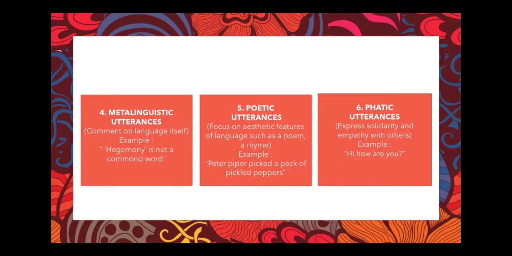The fourth one is metalinguistic utterance. It comments on language itself. For example, hegemony is not a common word. And the fifth one is poetic utterance, which focuses on the aesthetic feature of language such as a poem or a rhyme. For example, Peter Piper picked a pack of pickled peppers. And the sixth one is pathic utterance, which expresses solidarity and empathy with others. For example, hi, how are you?